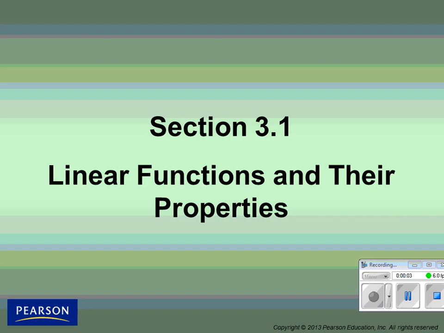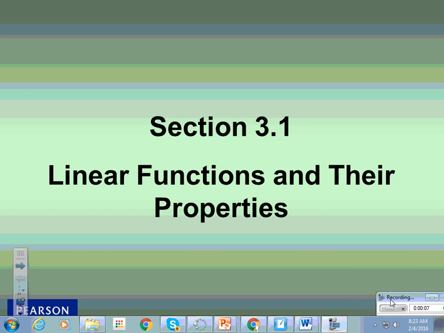All right, so this is Precalculus, section 3.1, linear functions and their properties is the title. So I want you to take a moment, we're gonna freestyle here for a second. Everything we know about linear functions. What do we know about linear functions? Let's engage our prior knowledge.